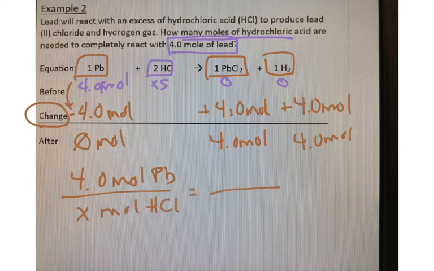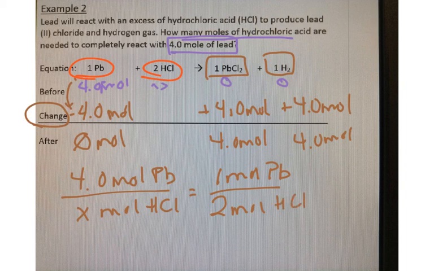Okay, and I don't know that, but what I do know is that using that molar ratio, by looking at that coefficient of 2 and 1, I know that there is 1 mole of lead, and notice I put it on the top. Why? Because moles of lead is on the top left, and I'm going to put 2 moles of HCl, or hydrochloric acid, on the bottom. Why? Because moles of hydrochloric acid is on the bottom left, and I got that 2 from looking at this balanced equation with that coefficient of a 2. So when I cross multiply that, I get 8.0 moles of HCl.